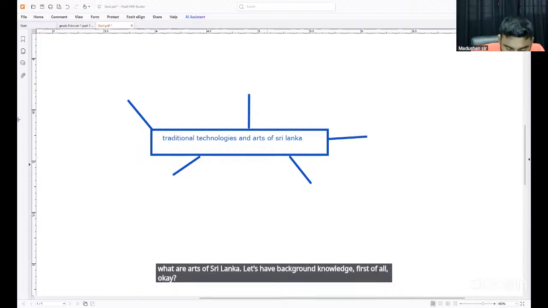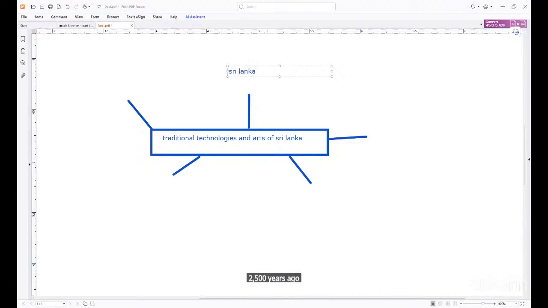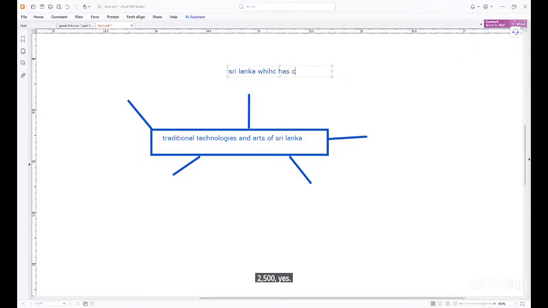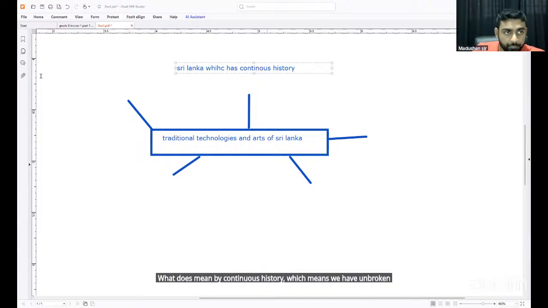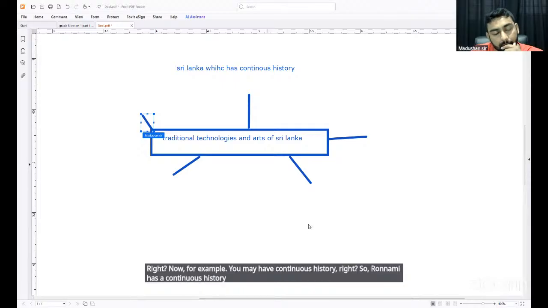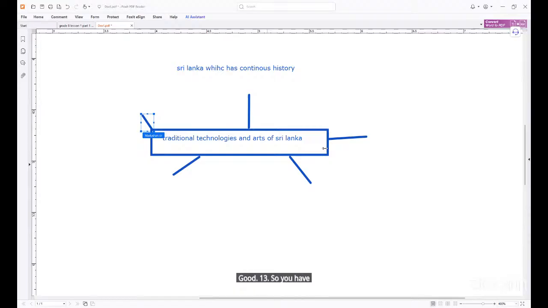Do you know Sri Lanka has a history of how many years? 2,500 years. Very good. Sri Lanka is a country which has a 2,500 year continuous history. What does continuous history mean? It means we have an unbroken history. For example, you may have a continuous history too. Now you all are 13 years old or 14? 13, sir. So you have a continuous history of 13 years.